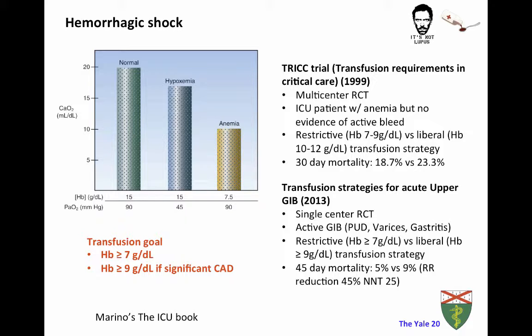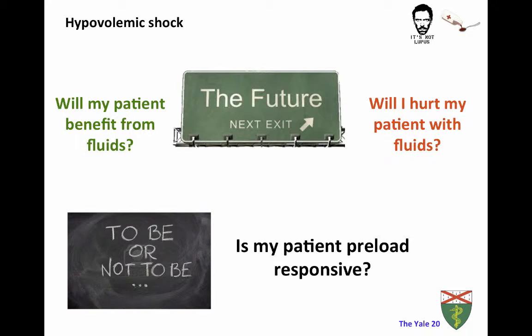The one caveat is that we have a higher goal of a hemoglobin of 9 for patients with significant coronary artery disease. So let's turn our attention now to the separate but related concept of hypovolemic shock. Since volume status is often difficult to determine, before giving fluids you need to ask yourself, will the patient benefit from fluids, or can fluids actually harm my patient? This can be determined by knowing if your patient is preload responsive.